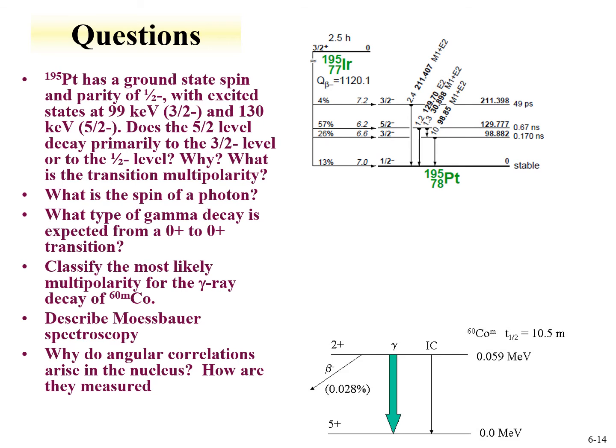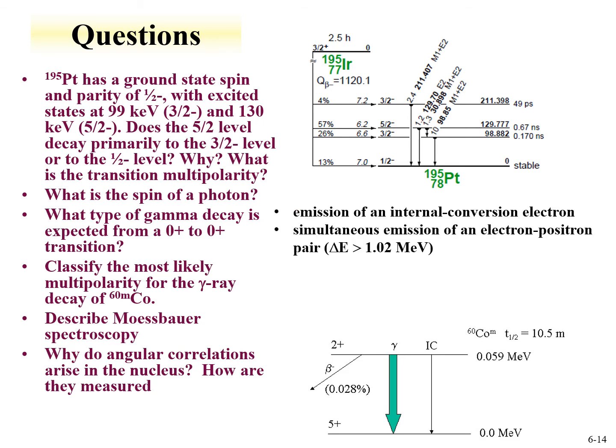Other questions such as what's the spin of a photon? You should be able to review the notes and perhaps other courses for that. What gamma transition types is expected from a 0 plus to 0 plus transition? This is photon forbidden. Those types of transitions would be emission of an internal conversion electron, so the energy gets transmitted to the orbital electrons, and they can be emitted. Or if it's high enough energy, above 1.02 MeV, you get an electron-positron pair.